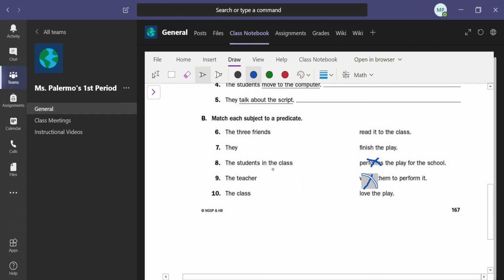Well, the 3 friends could read it to the class. That makes sense. They could finish the play. They could love the play, but since they're the ones performing it, I think a better answer will be that the students in class love the play maybe. So I'm going to choose the one that makes the most sense to me. There could be more than one answer. Don't stress about it, as long as it makes sense. I'm going to put the 3 friends finish the play.